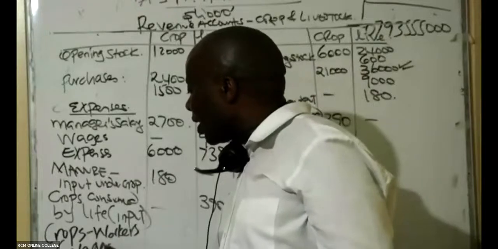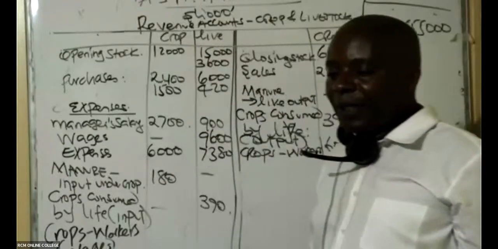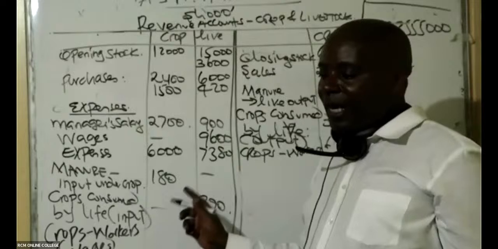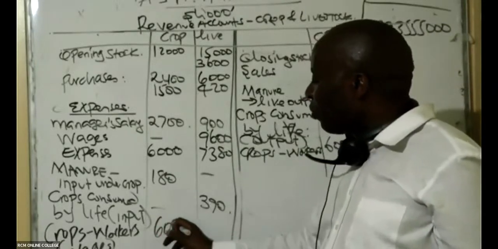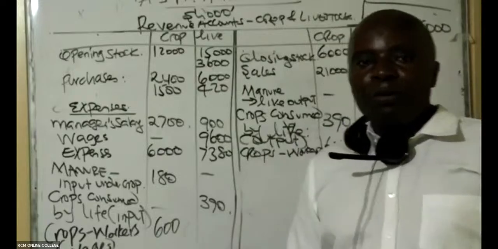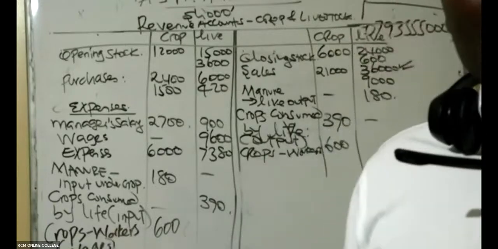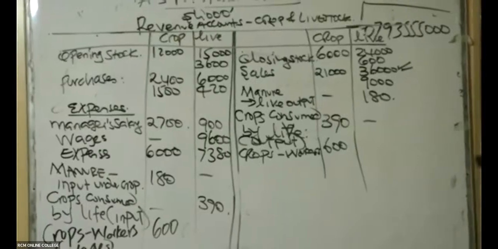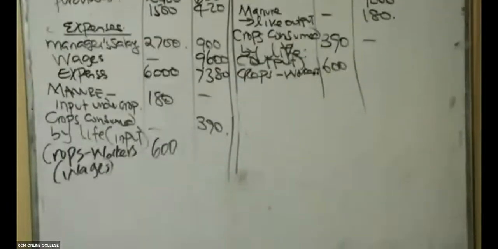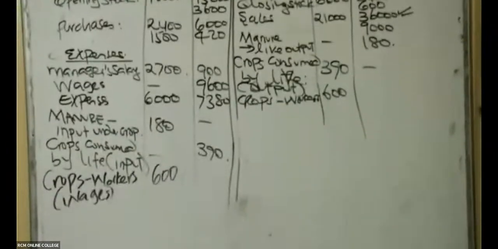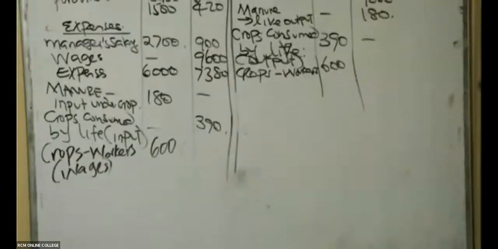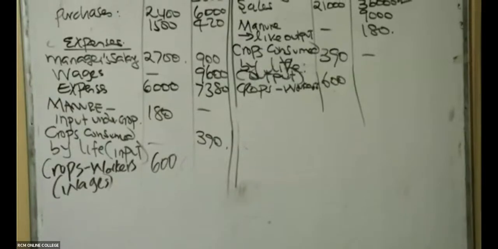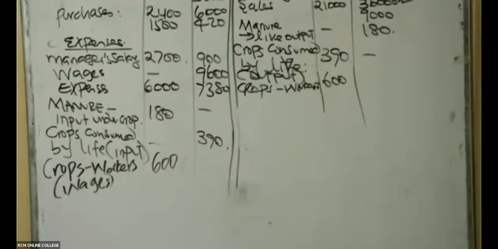These are wages. These are expenses. We shall capture them here. So and these crops are worth how much? These crops are worth 600. Don't book them under livestock.